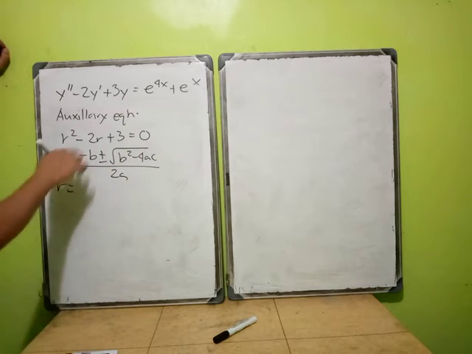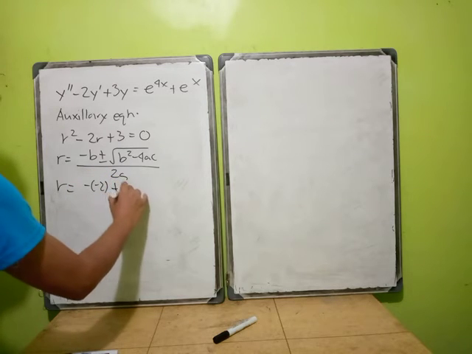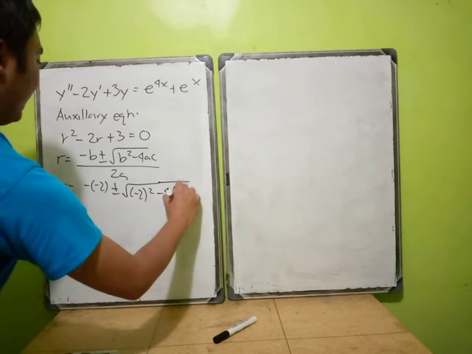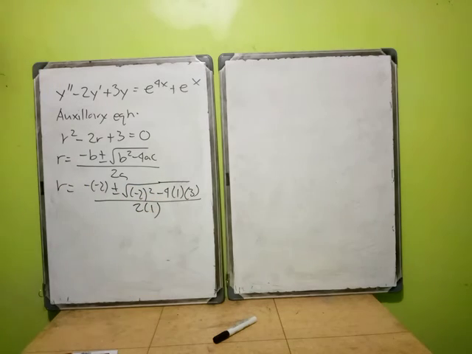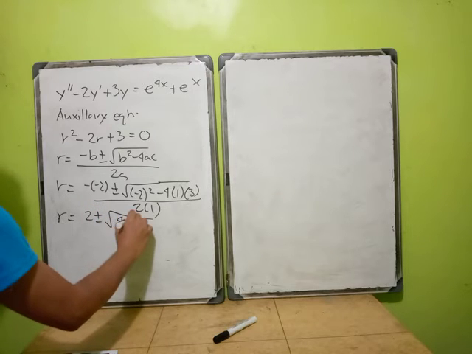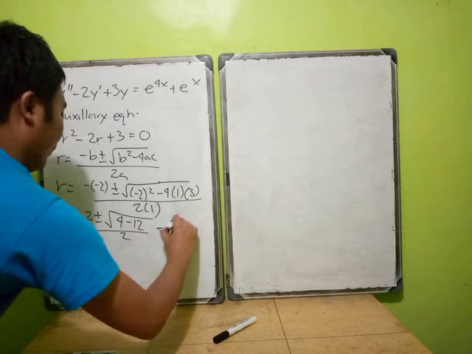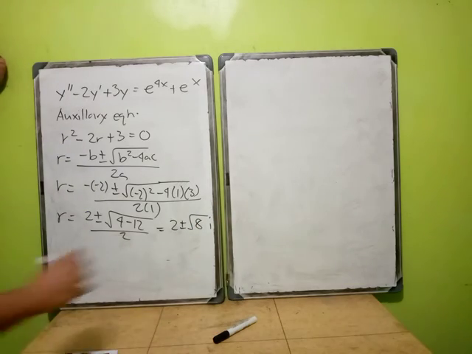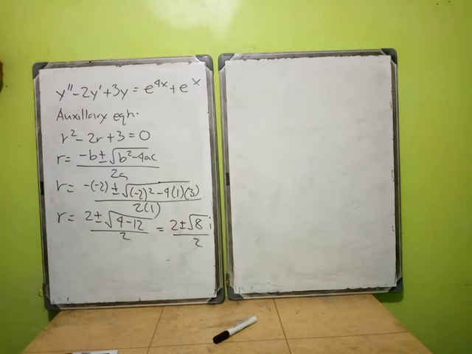Okay, so the negative b here is 2. So negative of negative 2 plus or minus the square root of negative 2 squared minus 4 times 1 times 3, over 2 times 1. Therefore, r is equal to 2 plus or minus the square root of 4 minus 12, over 2. This is equivalent to 2 plus or minus the square root of negative 8, so we get an imaginary number, over 2.